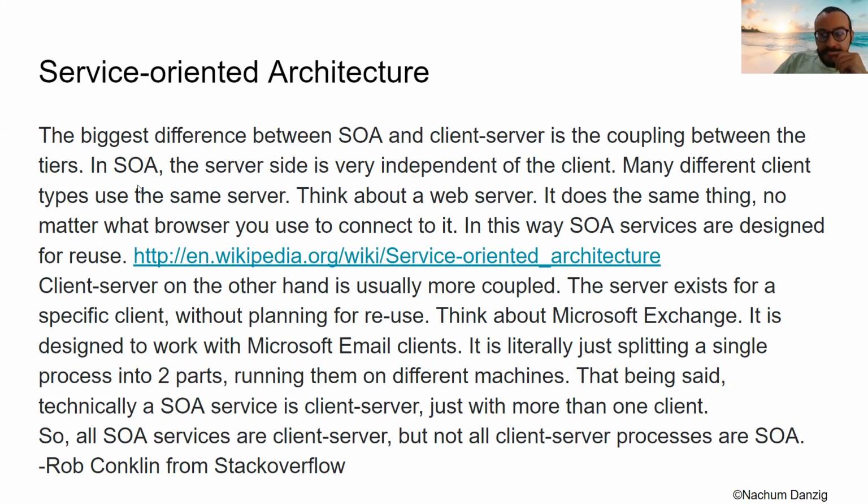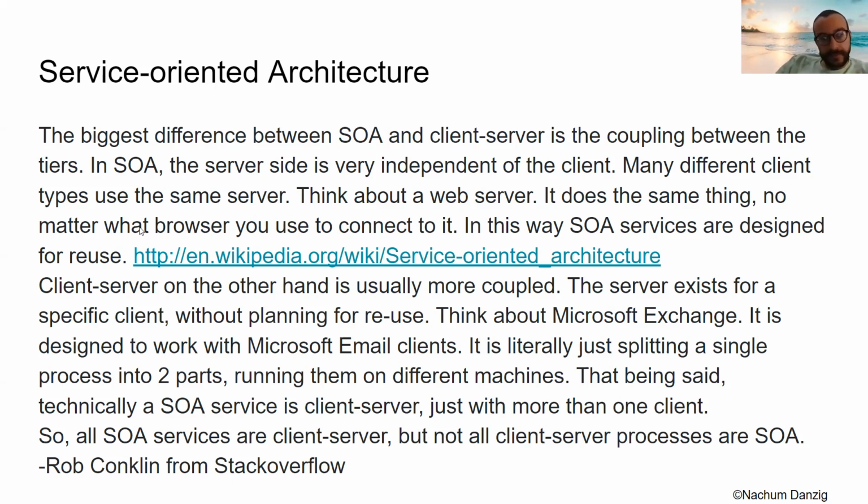The next point is the coupling between the tiers. In service-oriented architecture, the server side is very independent of the client. In other words, I just know how to do my add and my subtract and calculate the distance from here to the nearest star or whatever, I just do my things. Whatever you want, I'll give you that service. Many different client types use the same server. You could be Windows, you could be anything, as long as you give me an HTTP string with the right format, then I'll service you.